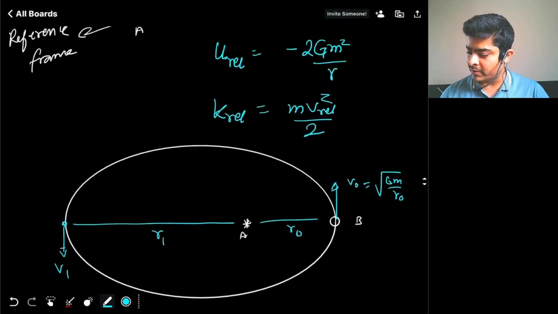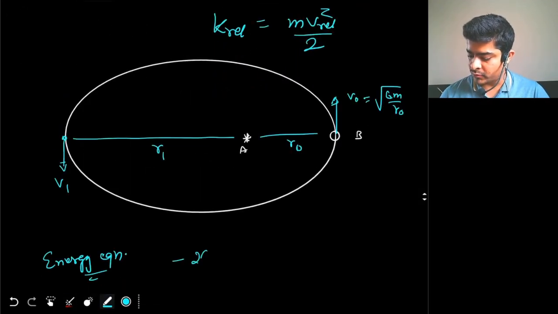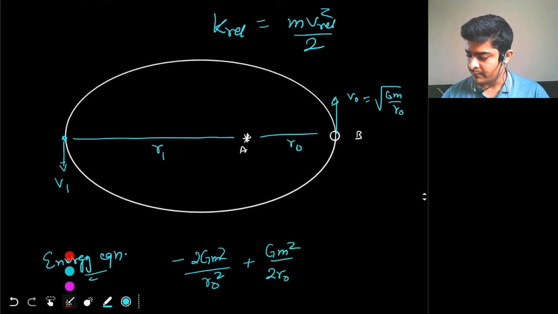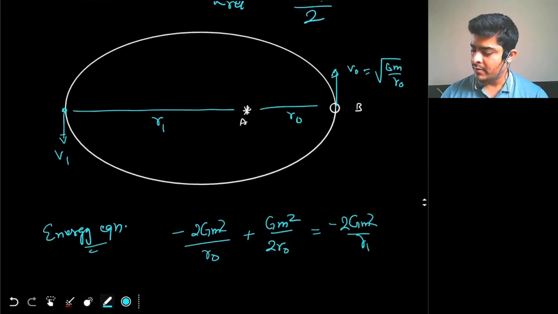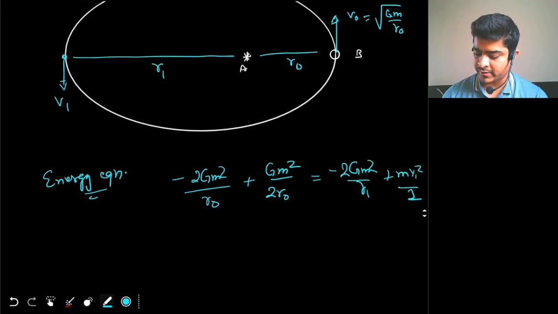So initial potential will be minus 2GM² by r naught, plus initial kinetic will be mv naught² by 2. So we get minus GM² by 2r naught... and this is equal to minus 2GM² by r1. Oops, this will be only r naught, plus mv1² by 2. This is my first equation.